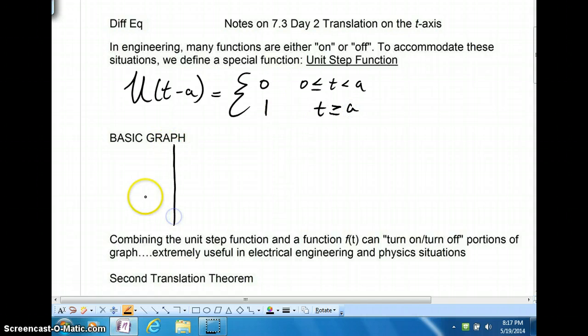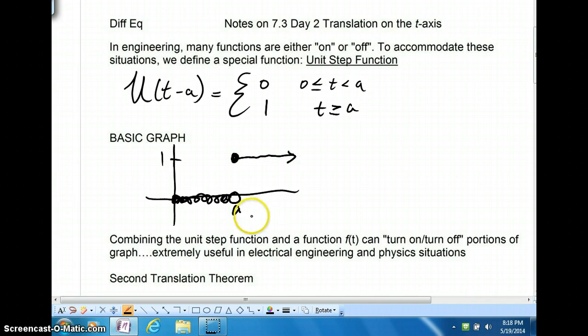And the basic graph that you'd see would look something like this, going from 0 all the way up to some x value of a. We'd be at a y value of 0, and then on 1 from a onward. So as t is less than a and greater than 0, we would be considered off with a value of 0. If t is greater than or equal to a, this would be considered on with a y value of 1. So again, that's the unit step function.